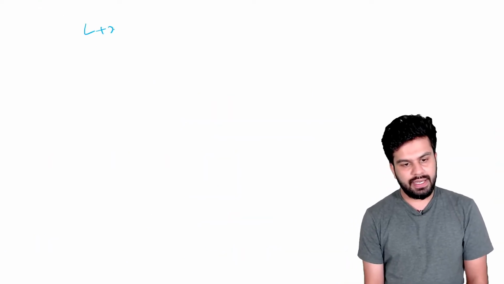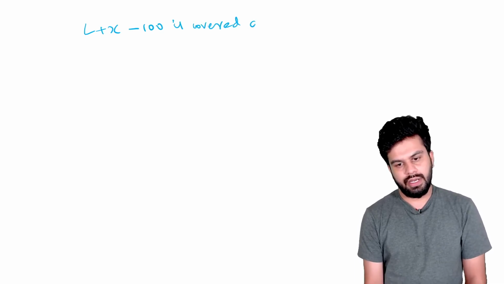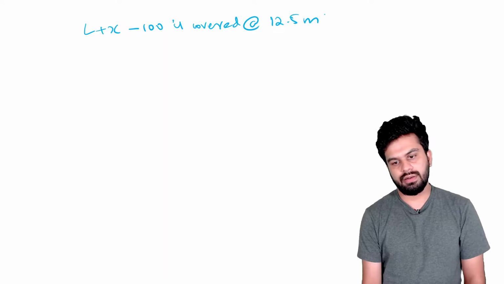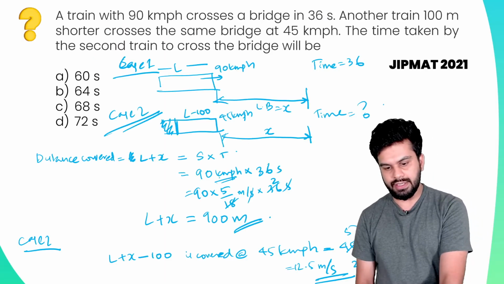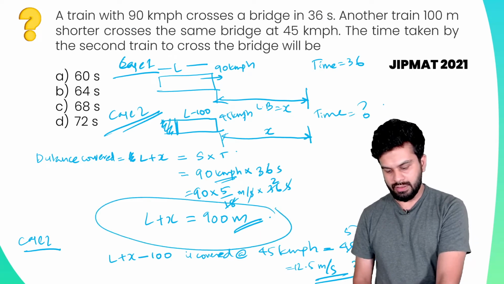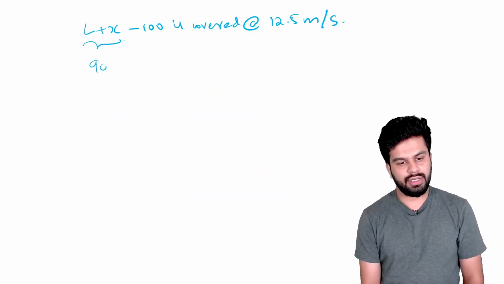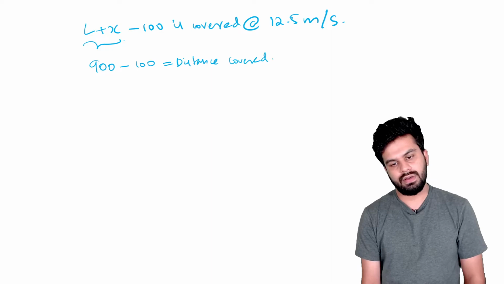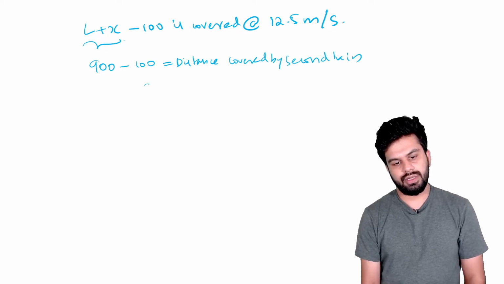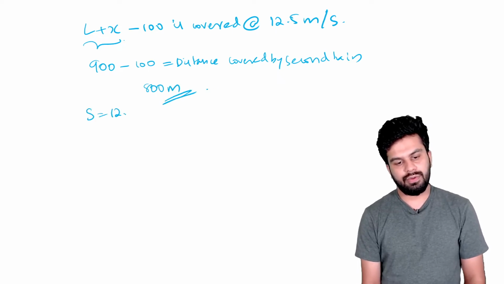So L plus x minus 100 is covered at 12.5 meters per second. We already found L plus x as 900 over here, right? So substituting that, 900 minus 100 is equal to the distance covered by the second train. So this is how much? 800 meters. And what is the speed? Speed is equal to 12.5 meters per second.